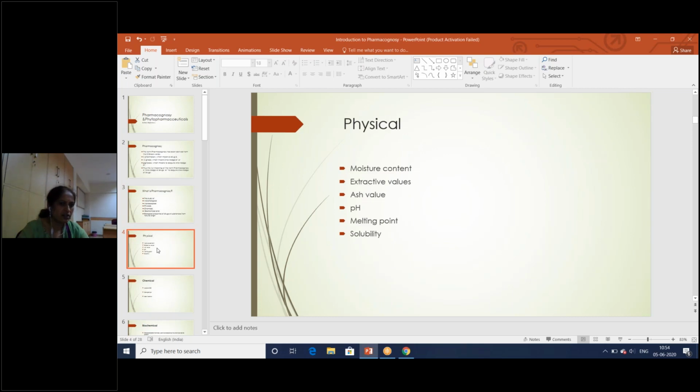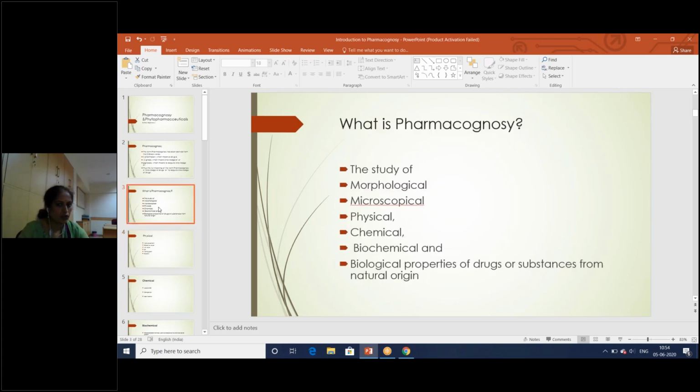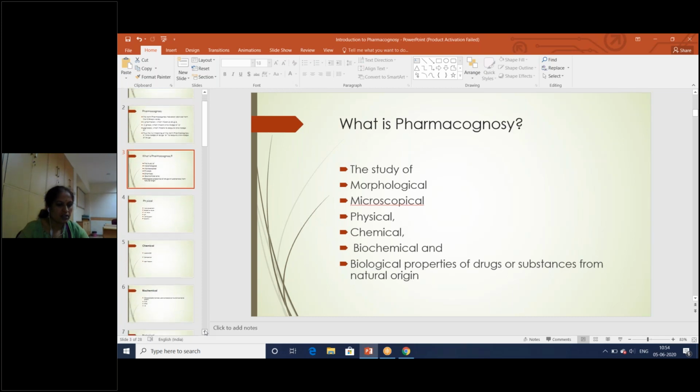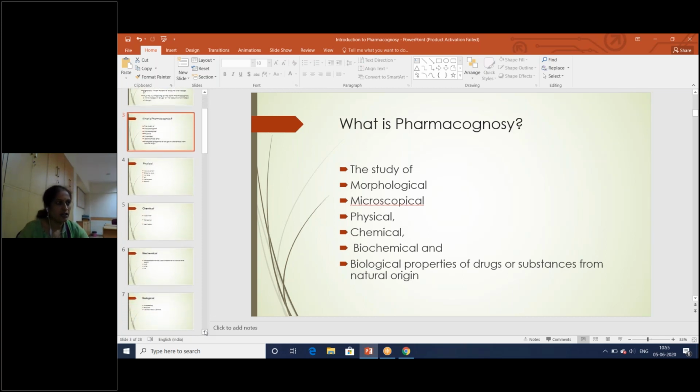Coming to the morphological, the first one is morphological, where you will study the color, odor, taste of a drug. Once you take cinnamon, the dalchini, as soon as you see, you can identify it by the color, the odor, and if you put it in your mouth, you know that it tastes sweet, aromatic. Similarly, by seeing the shape of a ginger, the color, and the smell of it, you can feel that this is a ginger, not turmeric. You can differentiate. Those are the morphological characters.